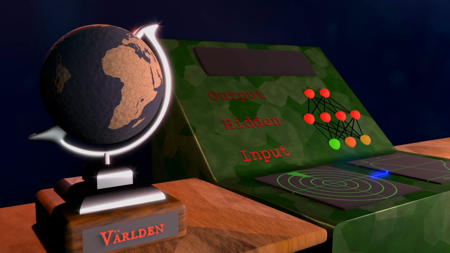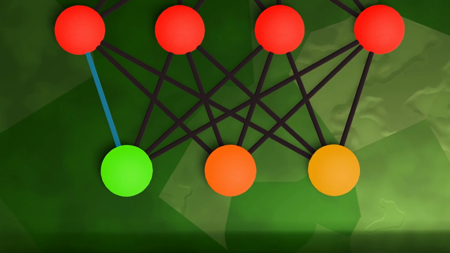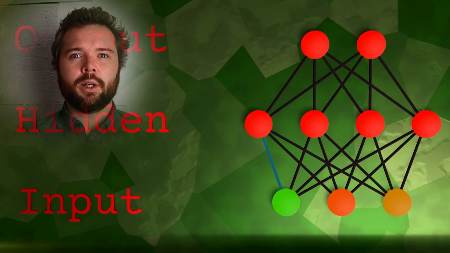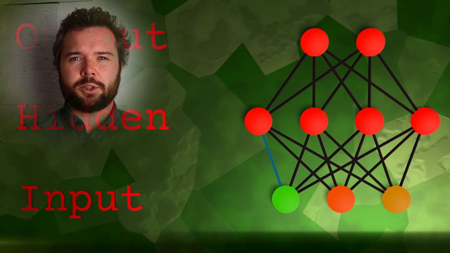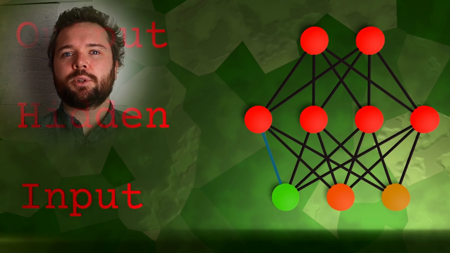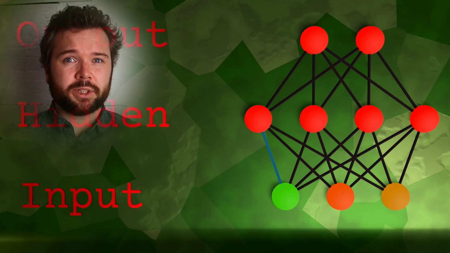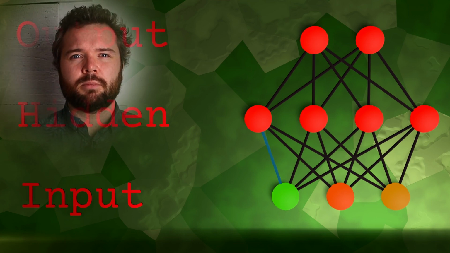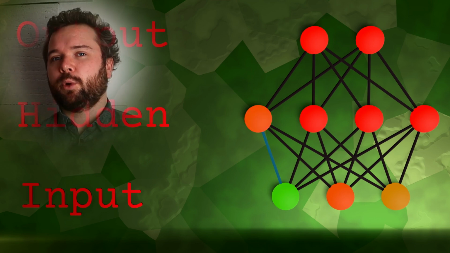Let's say we put a weight of 0.5 between this input node and this hidden node. Here, the activation of the input node is 9, and what determines the activation of the hidden node is the activation of the input node multiplied by the weight of the connection, which is, like I said, 0.5. So at first, this node gains an activation of 4.5.